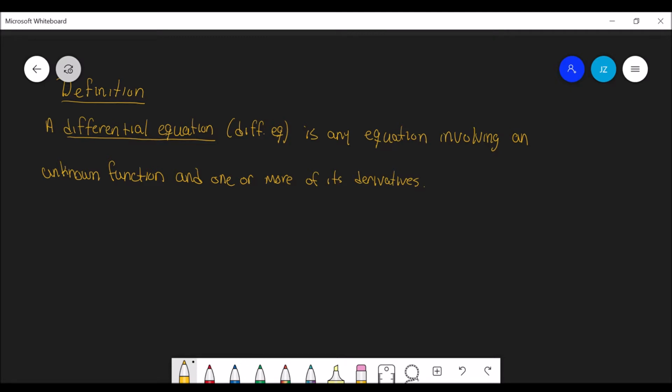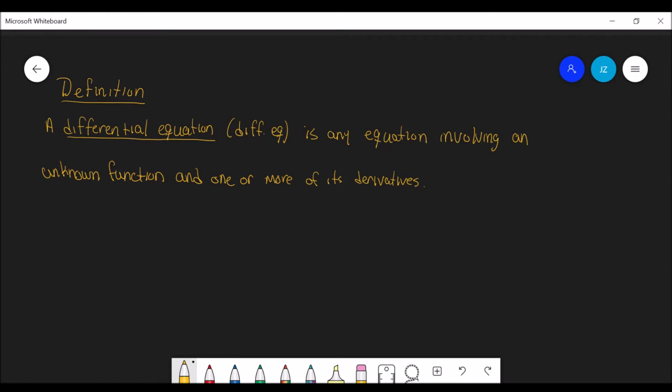Now these can arise in real-world problems and problems in applied mathematics. It is often the case that finding a relation between a function and its rate of change is easier than finding a formula for the function itself.